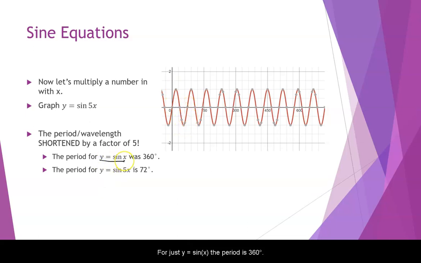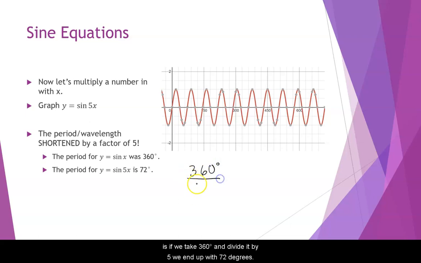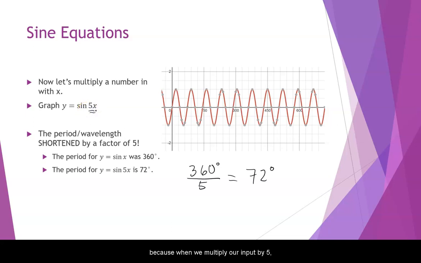For just y equals the sine of x, the period is 360 degrees. The period for y equals the sine of 5x is 72 degrees. How these numbers are related is if we take 360 degrees and divide it by 5, we end up with 72 degrees. The reason that this graph appears compressed is because when we multiply our input by 5, every increase of x is multiplied by 5. So we're moving through our cycle faster.